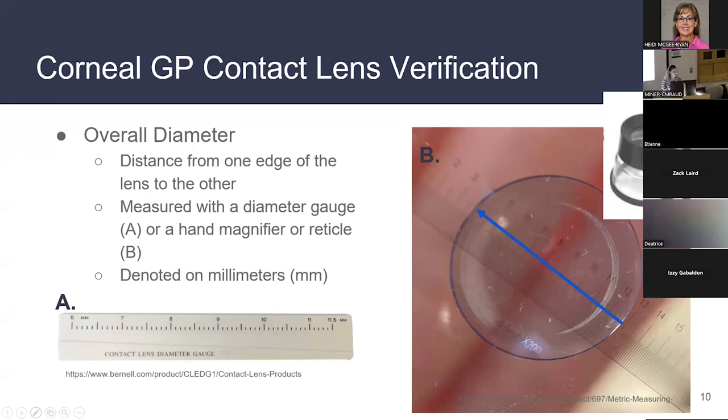You're always going to denote the diameter of a gas permeable lens in millimeters. And this is important because it actually does impact the overall fit of the lens. We oftentimes forget about diameter, I feel like. We just like, oh, it's a corneal lens, it's small. Diameter is a pretty important parameter.